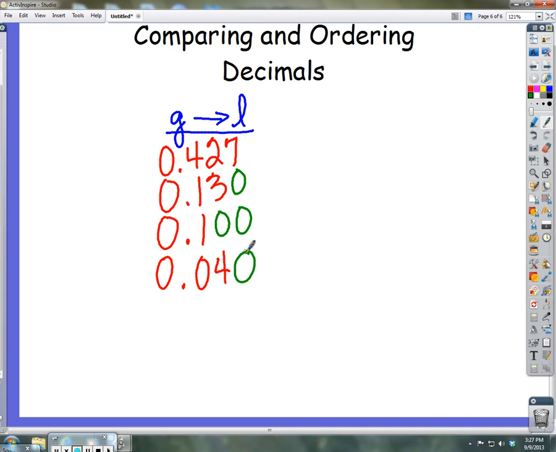Now, it's just like looking at whole numbers. The largest number, if you thought of these as whole numbers, would be 427. The next largest would be 130. After that would be 100, and the smallest one would be 40. So I do have the order correct, but I'm going to erase the zeros because those were my original numbers. And that's really all you have to do to compare and order decimal numbers. I hope this has been helpful to you.